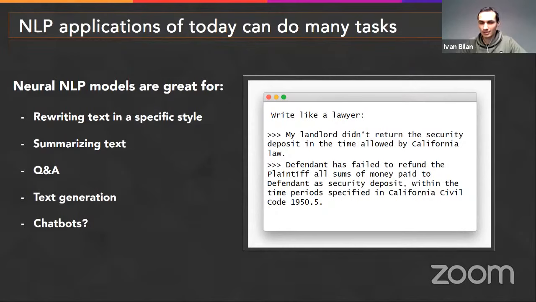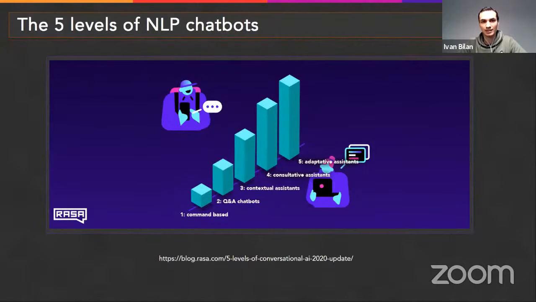Now, how far are we with chatbots? And that's, I think, a very separate topic. Let's look into that. There's a great idea from a company called Rasa. I think they're based in Berlin, in Germany. They are working a lot on chatbots. And they have this idea of having 5 levels of chatbots, similar to what we have with self-driving cars.